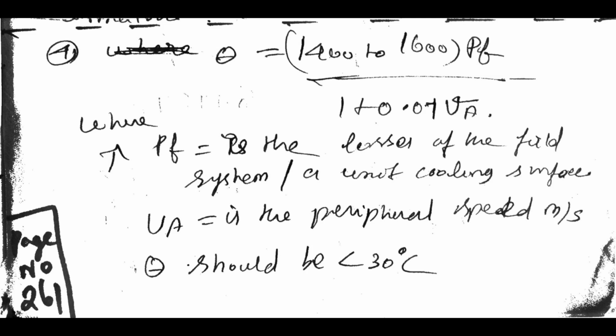Performance of field system, continuation. Fourth point, theta is equal to (1400 to 1600) PF divided by (1 plus 0.07 VA), where PF is the losses of the field system per unit cooling surface and VA is the peripheral speed in meters per second. Theta should be less than 30 degrees Celsius.